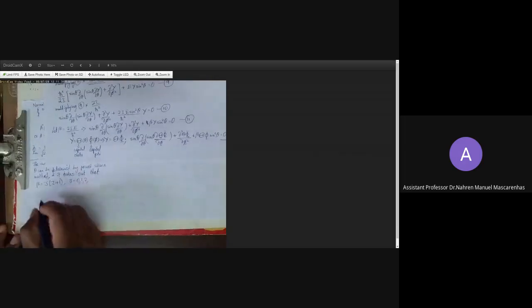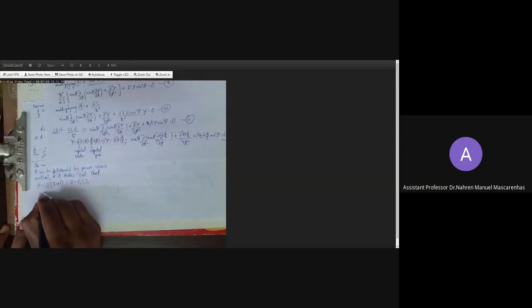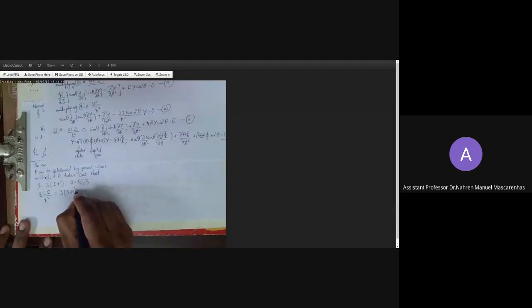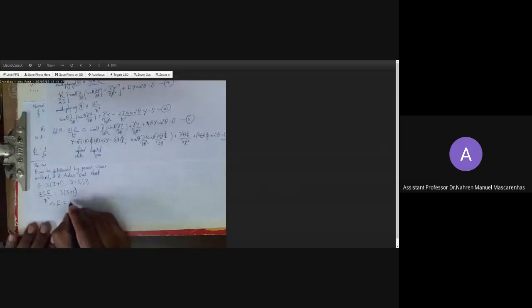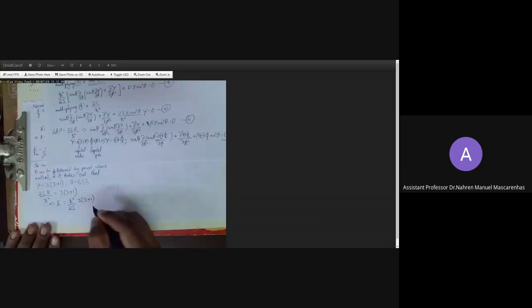So now we just substitute. So this will be 2IE by h cross square equal to J into J plus 1. So this will give you E equal to h cross square by 2I, just a simple rearrangement, into J into J plus 1.